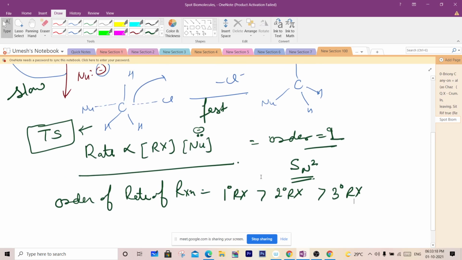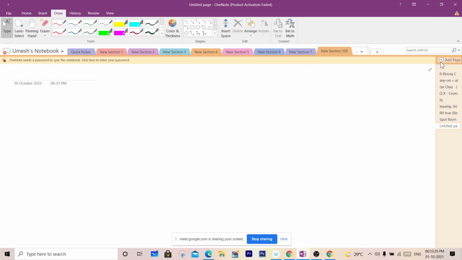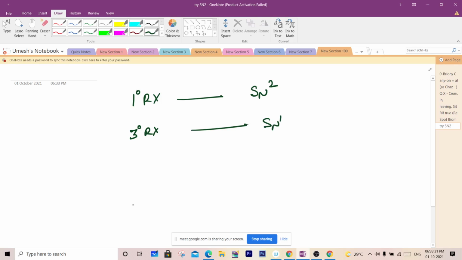I will say if it is a primary, it'll surely go by the SN2. If it is a 3-degree, it'll surely go by the SN1, because in 3-degree we have a more stable carbocation. In the primary, we have the least steric hindrance. But in case of secondary haloalkane, it can take place both ways, SN2 as well as SN1, depending upon the nature of the solvent.